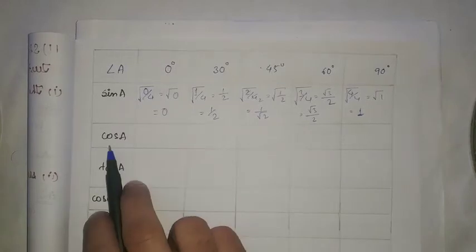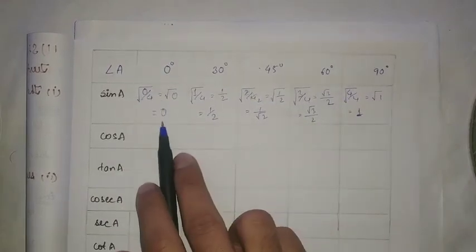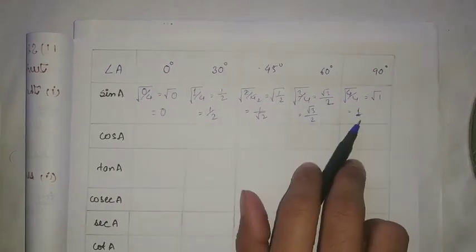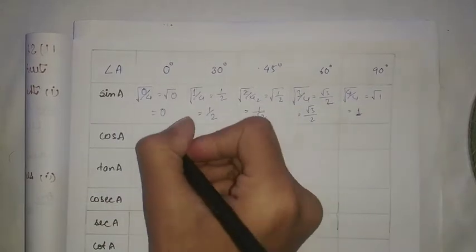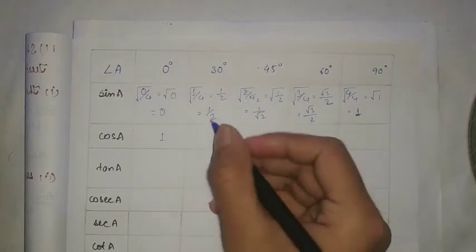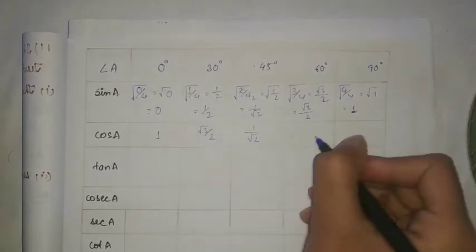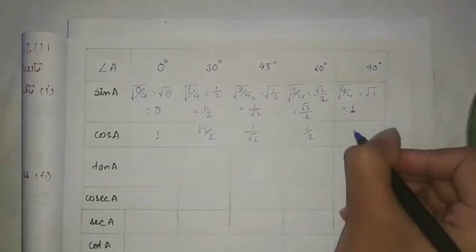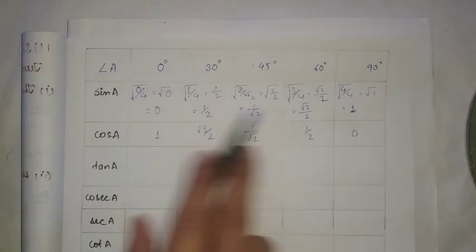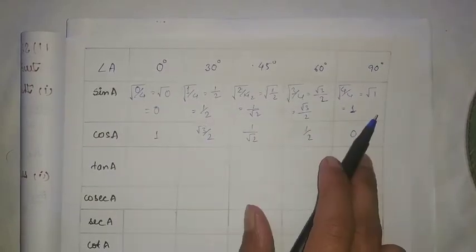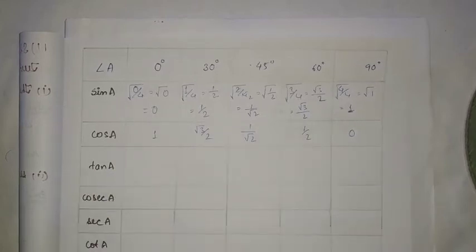See how. For the cos of A, we just need to reverse this column. Like it is 0, 1 by 2, 1 by root 2, root 3 by 2 and 1, it will be the same in the reverse order for cos of A. We start with 1 here, then root 3 by 2, then 1 by root 2 comes here, 1 by 2 goes there, and the last becomes 0. So the cos of A is nothing but the values of sine A in the reverse order. So see, very simple.